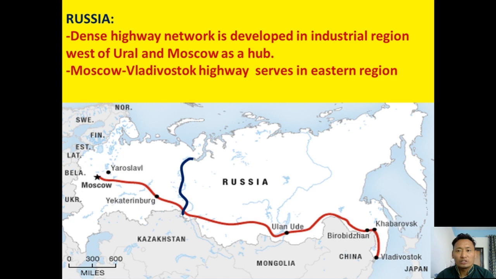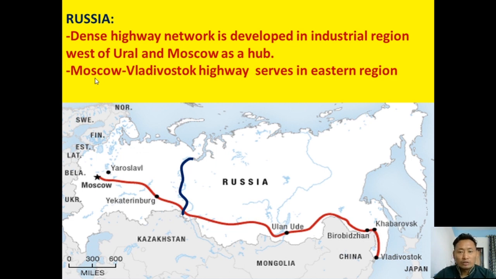Next, if we move to Russia, we have a dense highway network developed in the industrial region west of the Ural Mountains. Here we have a dark blue line that indicates a mountain range, called the Ural Mountains. The Ural Mountains divide Russia into two parts: Western European Russia, with Moscow, and Siberian Russia. Most of the highways in Russia are developed west of the Ural Mountains. This region has a higher density of highways compared to Siberian Russia. Moscow is the hub. Hub means most of the highways or roadways west of the Ural Mountains are connected to Moscow.